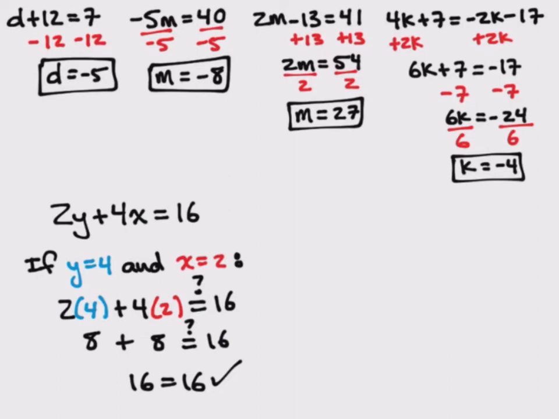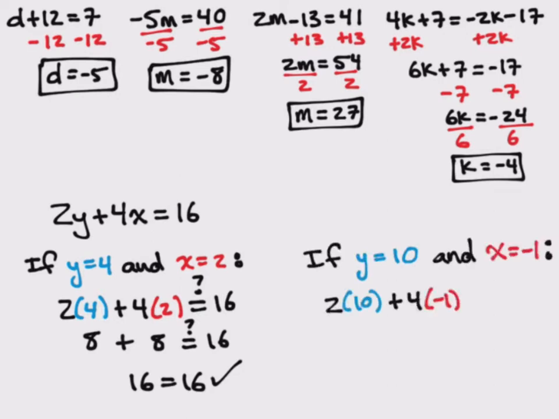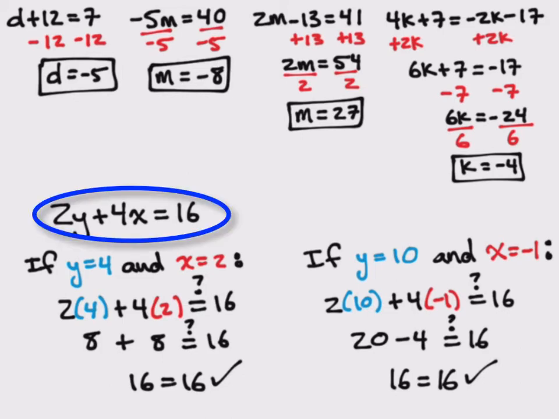What's crazy about these equations is that they're going to have lots of pairs of numbers that make them true. So they're going to have lots of solutions. For instance, if y equals 10 and x equals -1, we see that that pair of numbers makes this equation true as well. So it's a solution to this equation with two variables. Now, there are actually infinitely many pairs of numbers that we could find to substitute in for x and y to make this equation true.